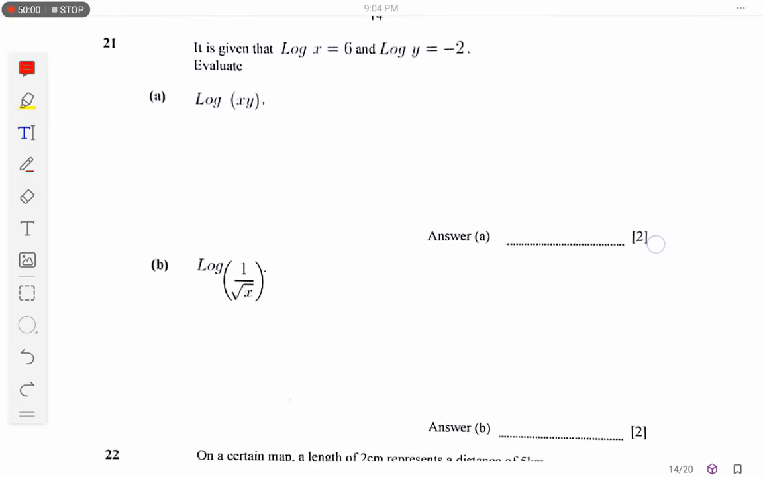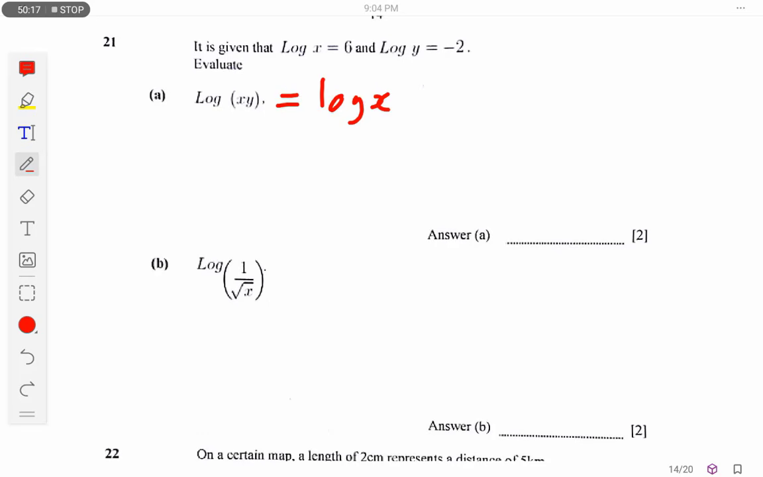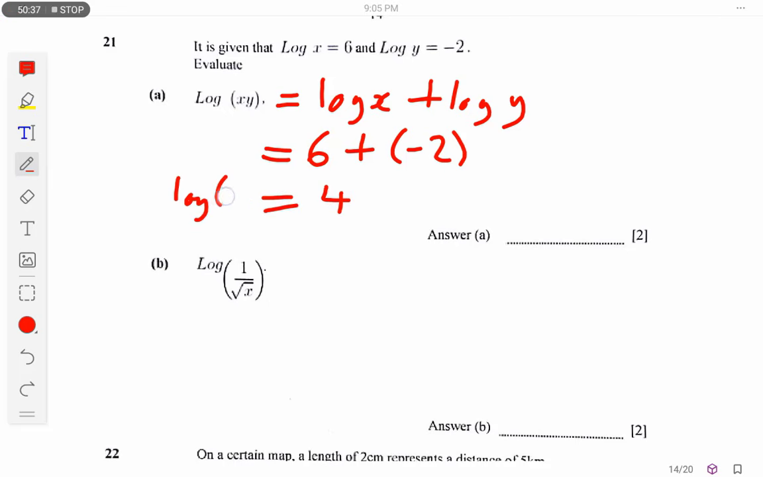Let's move on. We are now on logs. Okay. Log x, basically when you are multiplying your logs, you simply add them. So log xy is the same as log x plus log y. We are already given that the logs there are 6 plus minus 2 there, so we get a 4. So log xy is equal to 4. Our answer is 4 there.